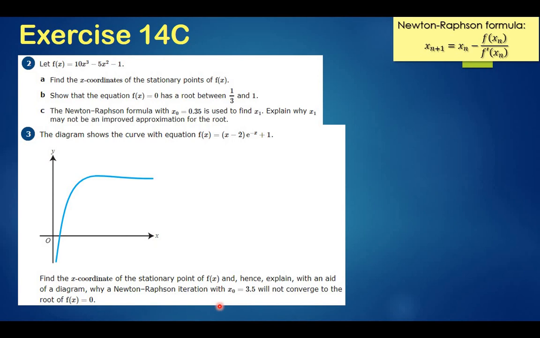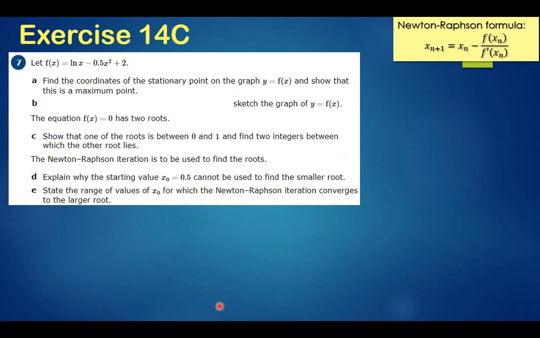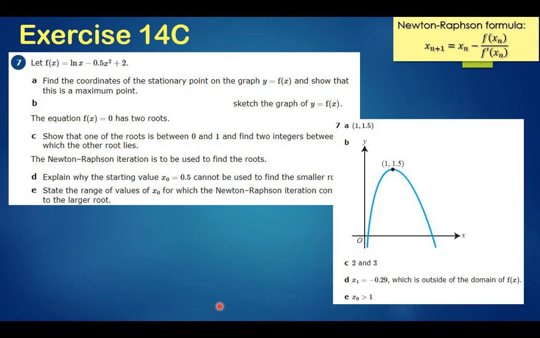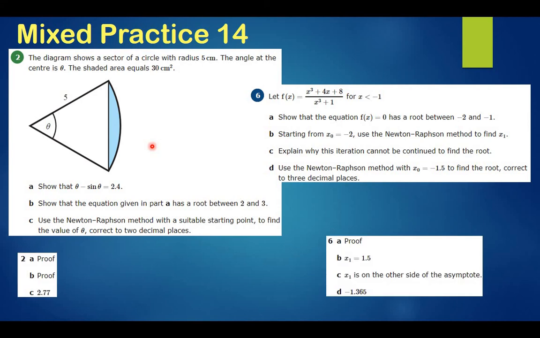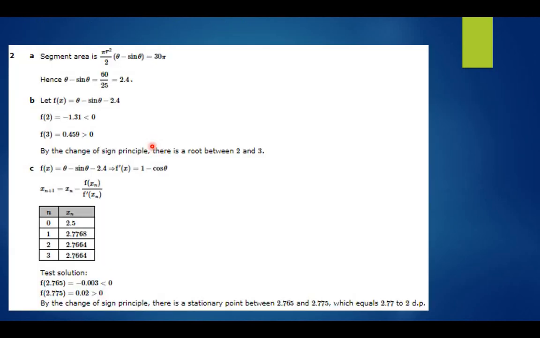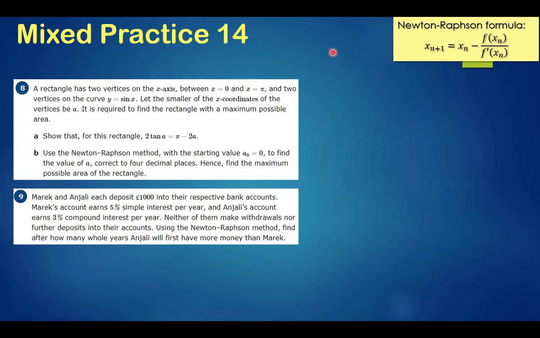Here are some questions from the textbook for you to try. The answers. And some more questions. And here is the last one from that exercise. And then this is from the mixed practice. This is an interesting application of your trig that you learnt at the start of year 13 work. And here are the answers, and I'll show you some method. That's the method for question 2 and the method for question 6.